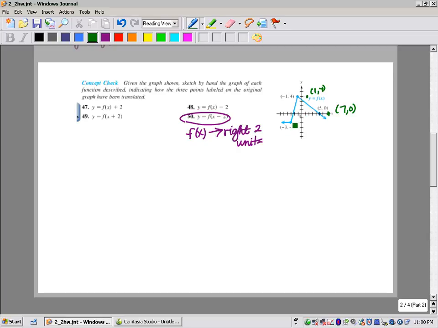Negative 3, negative 2, right 2 units is negative 1, negative 2. So notice the picture doesn't change. It's just as if somebody picked it up and moved it over 2 units. Okay?